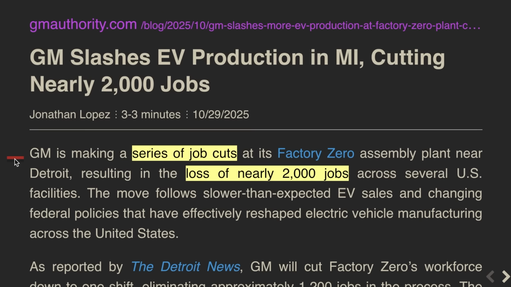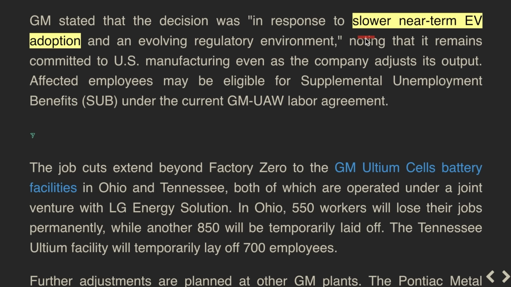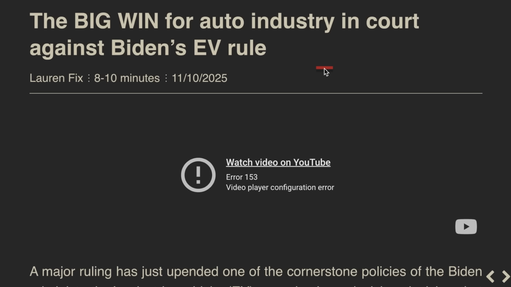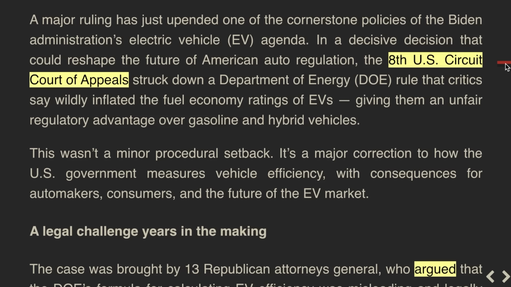GM has made a series of job cuts in the United States that will result in the loss of nearly 2,000 full-time jobs. That decision in response to slower near-term EV adoption. Stellantis also recently scrapped plans to launch a fully electric Ram 1500. And I could go on, but I'm sharing this because part of what's behind this move was actually a recent court decision. The 8th U.S. Circuit Court of Appeals struck down a Department of Energy rule that critics were saying wildly inflated the fuel economy ratings of EVs, giving them an unfair regulatory advantage over gas and hybrids.